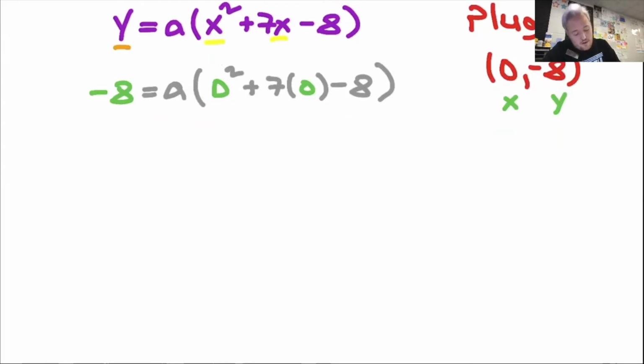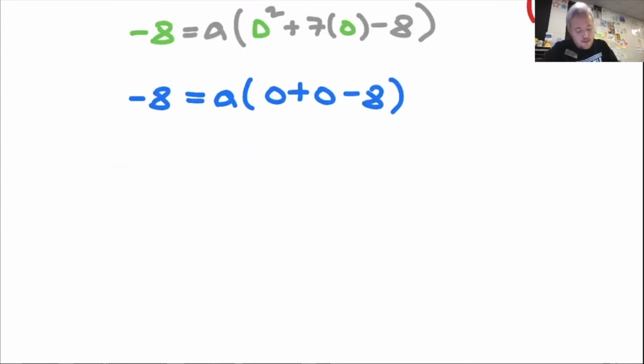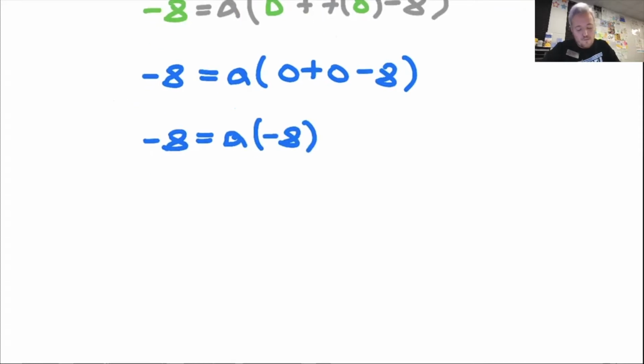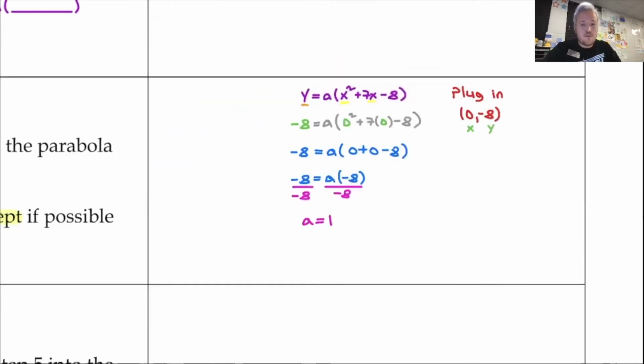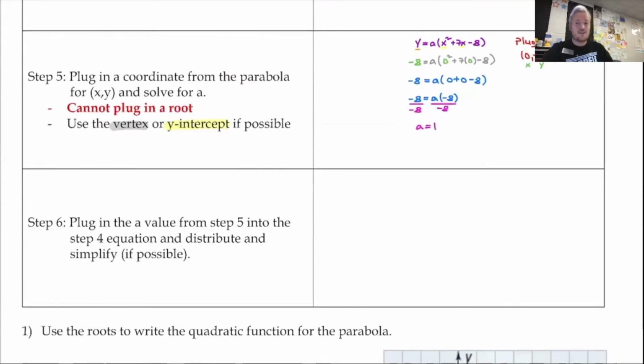All right, so we're going to have -8 equals a parentheses 0 plus 0 minus 8. So 0 plus 0 minus 8, it's going to give us -8. Now to solve for that a value, I'm going to divide both sides by -8. So when I divide, we get an a value of 1. So in this case, your a value is not going to change your equation, but if your a value is anything other than 1, that means it's going to change the equation.